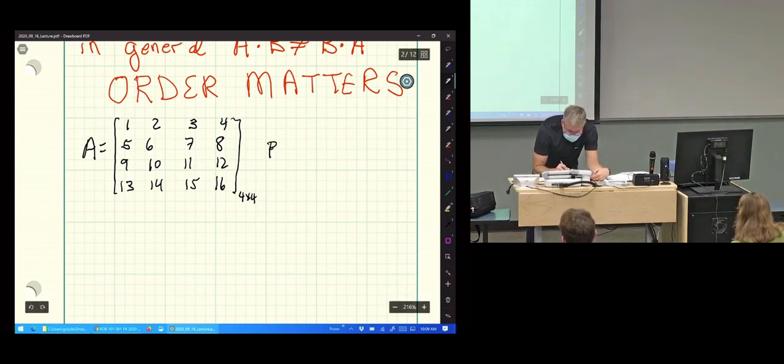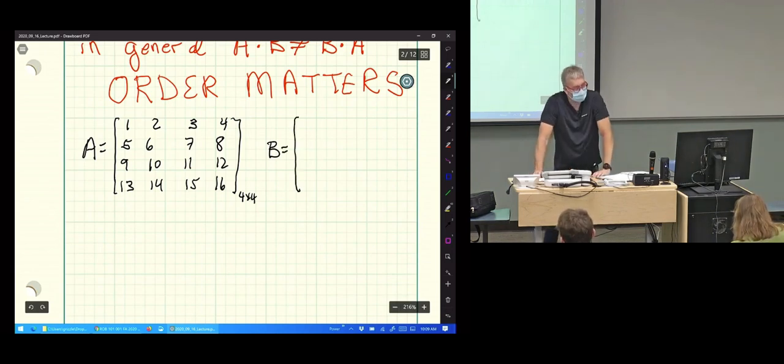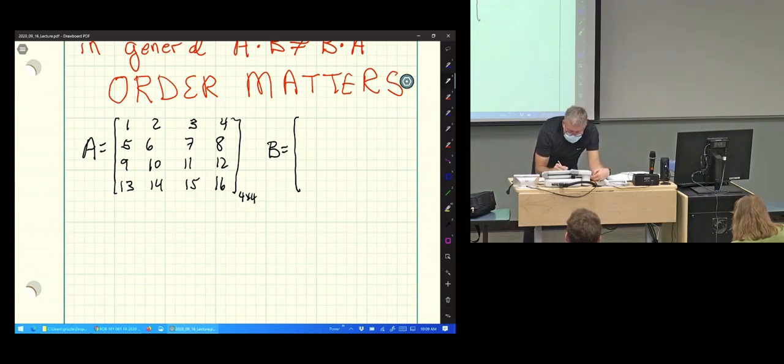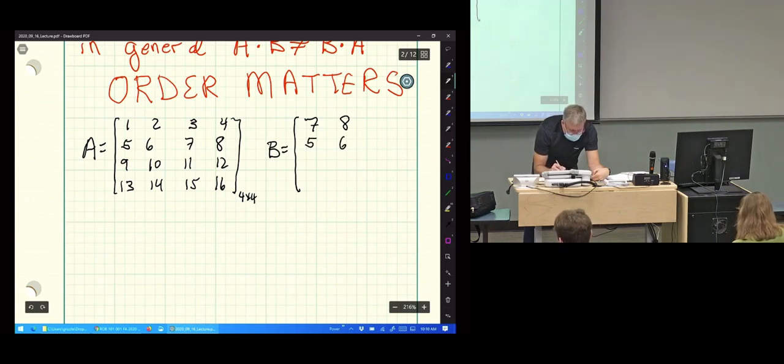Okay, and let's do B. So how many rows do I want in B if it's going to be multiplying A? Yeah, it has to have 4, okay? So I'm going to let it have 2 columns, 7, 8, 5, 6, 3, 4, 1, 2.